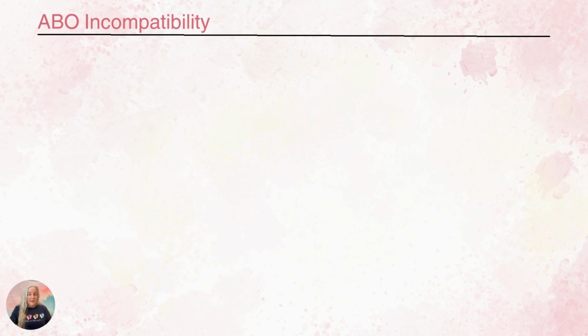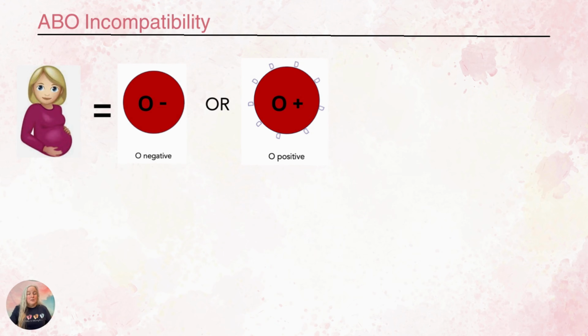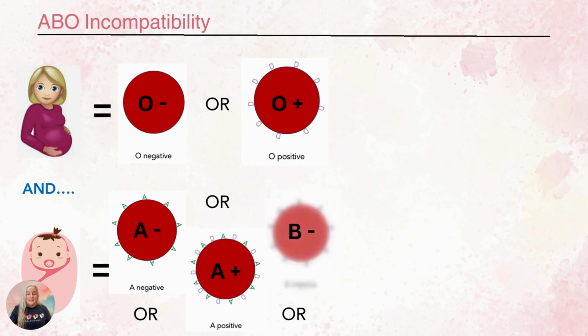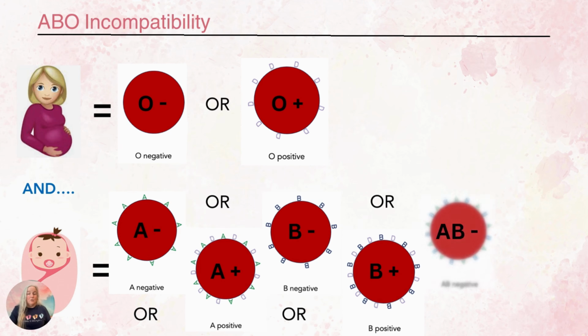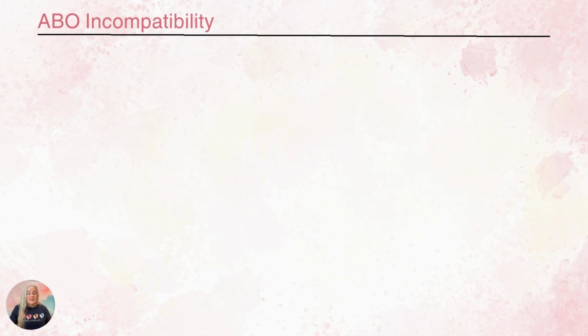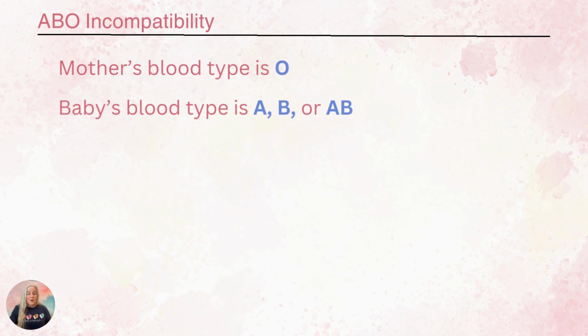With ABO incompatibility, the mother's blood type is O, so she can be either O positive or O negative. And then the baby's blood type is anything other than O. So the baby could be A negative, or A positive, or B negative, or B positive, or AB negative, or AB positive.